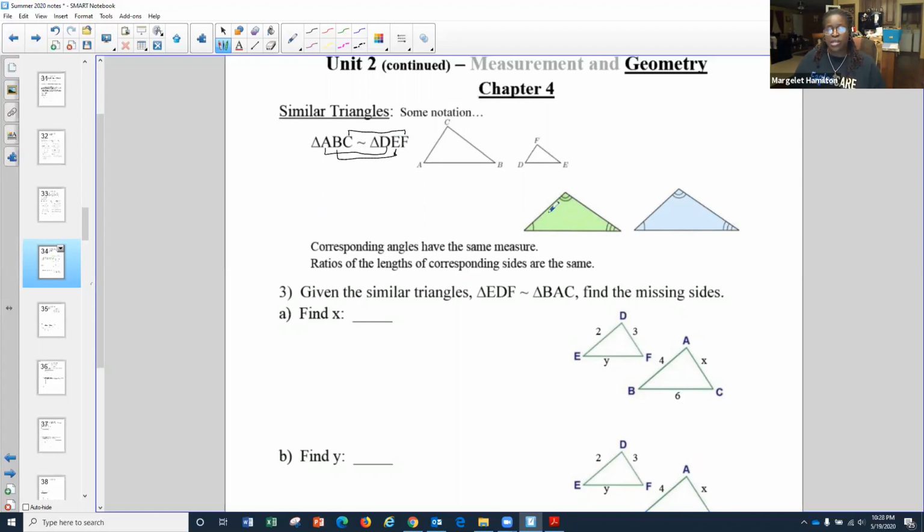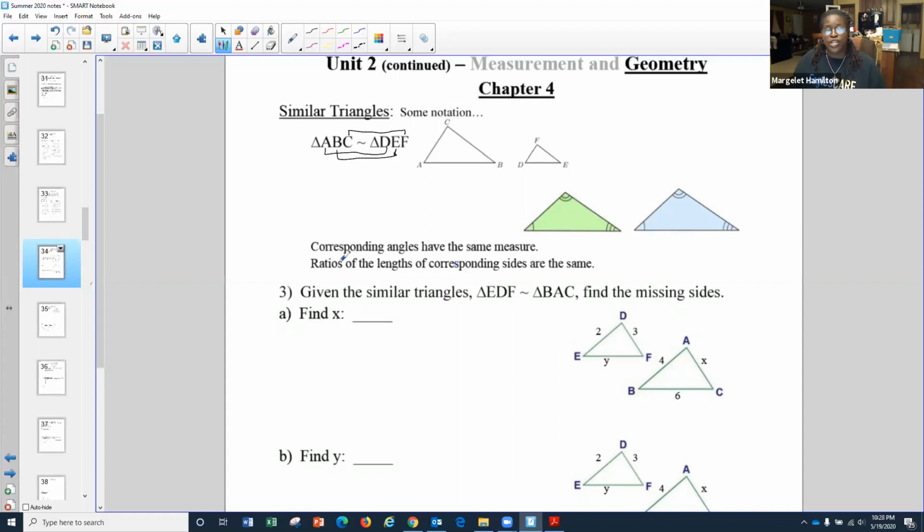Similarly, they may also give you these markings where they identify the angles of your triangles. Corresponding angles have the same measure. They use these arcs to let you know that these angles have the same measure. Here and here they share the same measure. Two arcs, they have the same measure. Three arcs, they have the same measure.